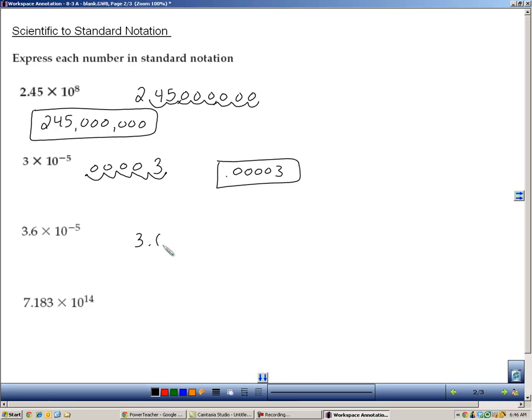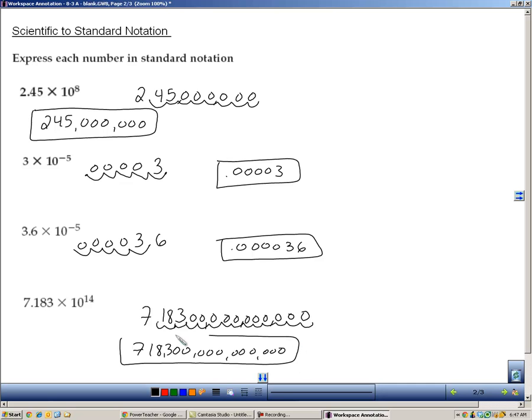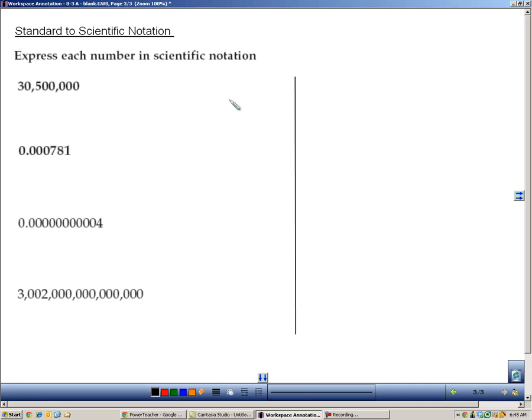Some more examples here. So 0.000036. And then this one, 10 to the 14th. There's our last one. In these examples, we are asked to take a regular number and express it in scientific notation.